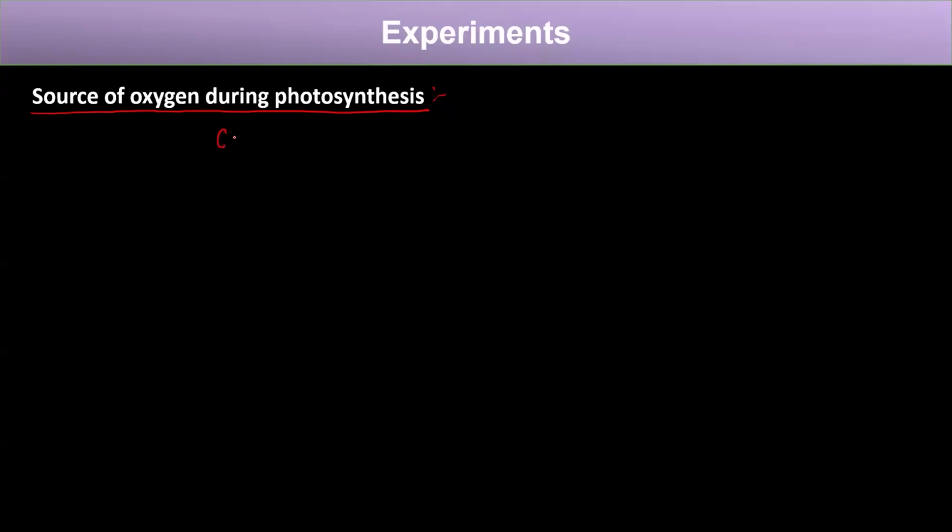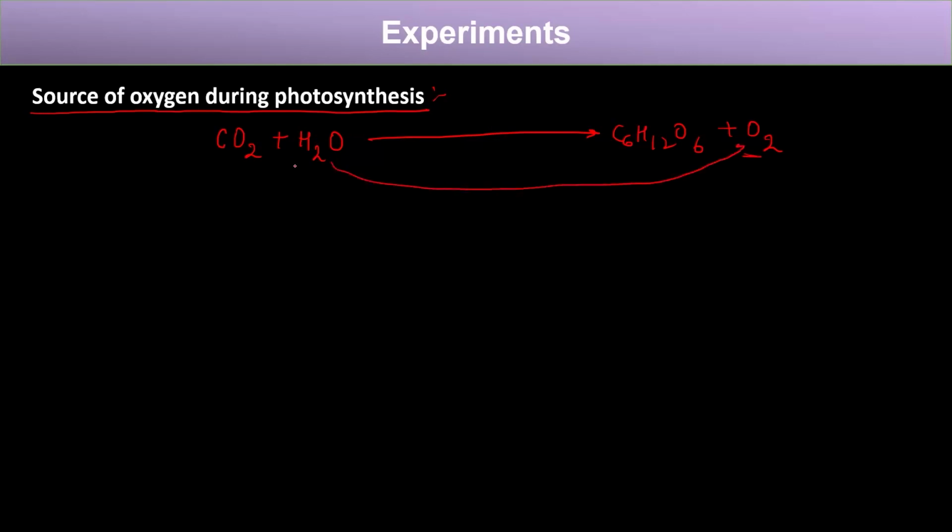So we know why this confusion was there, because if you remember the reaction of photosynthesis, it looks like this. Now, the question is, since the carbon dioxide also has oxygen and the water molecule also has oxygen, where is this oxygen coming from? Is it coming from the water molecule or from carbon dioxide? So how to prove this? Because both of these molecules have oxygen, right?